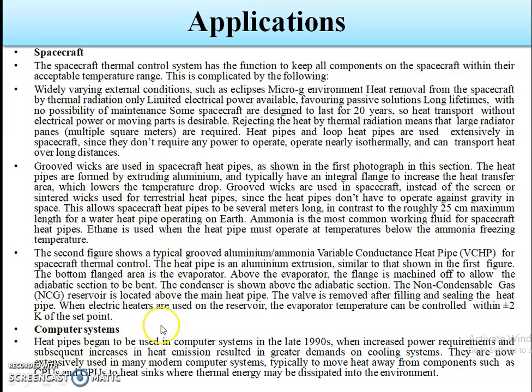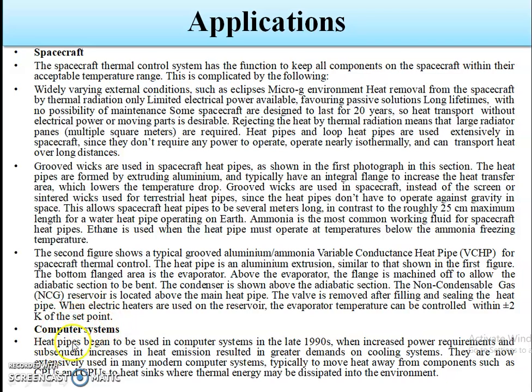Heat pipes are also used for computer systems. Heat pipes came into use in computer systems in the late 1990s, when increased power requirements and the resulting increase in heat emission created greater demands on cooling systems. They are extensively used in many modern computer systems, typically to move heat away from components such as the CPU and GPU to heat sinks, where thermal energy may be dissipated into the environment. For example, in your laptop, you can use a fan and other applications.